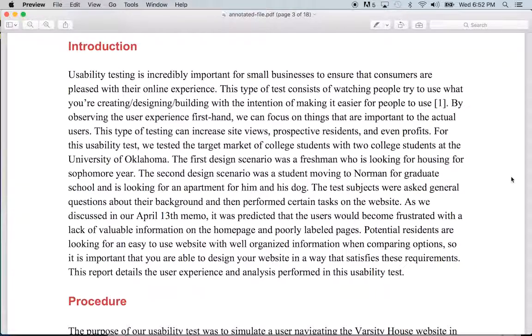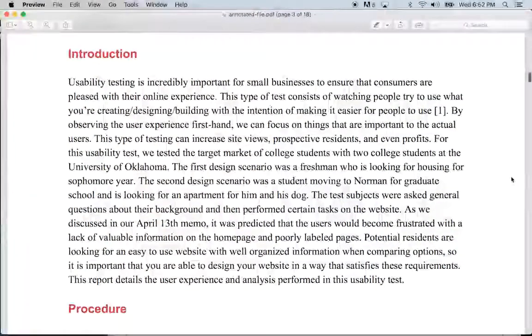The test subjects were asked general questions about their background and then performed certain tasks on their website. As we discussed in our April 13th memo, it was predicted that the user would become frustrated with the lack of valuable information on the homepage and poorly labeled pages. So there's a hypothesis. Potential residents are looking for an easy-to-use website with well-organized information when comparing options, so it is important that you are able to design your website in a way that satisfies the requirements. This report details the user experience analysis performed in this usability test.